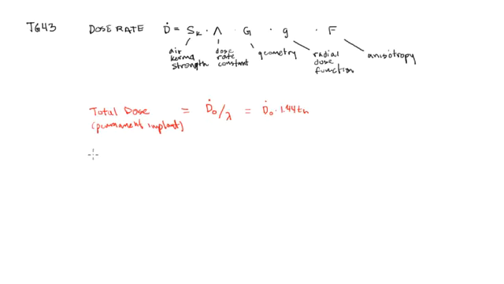Also, you can find the dose after some time t from an implant. The dose at that time is equal to the initial dose rate, D0 dot, divided by lambda times this formula for exponential falloff.